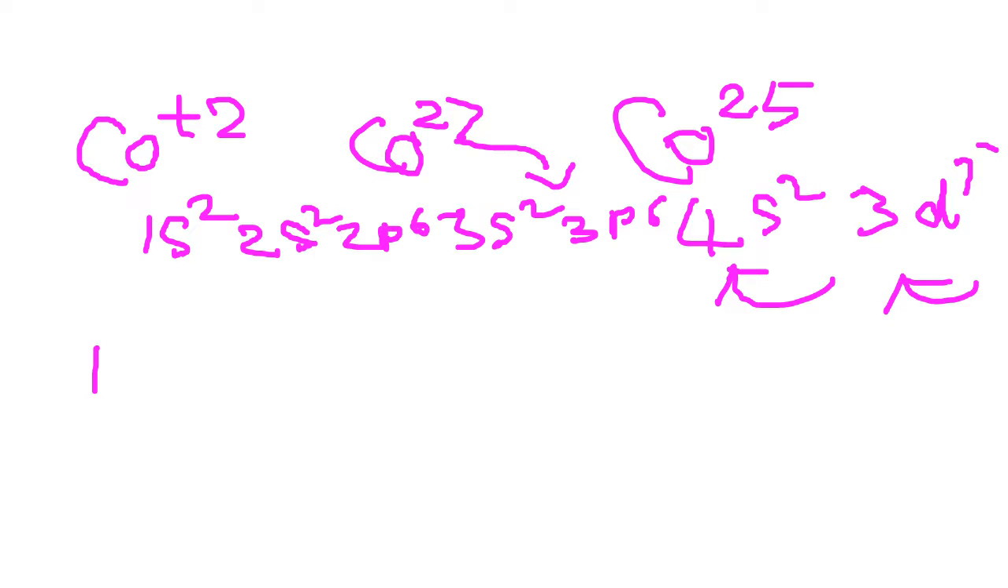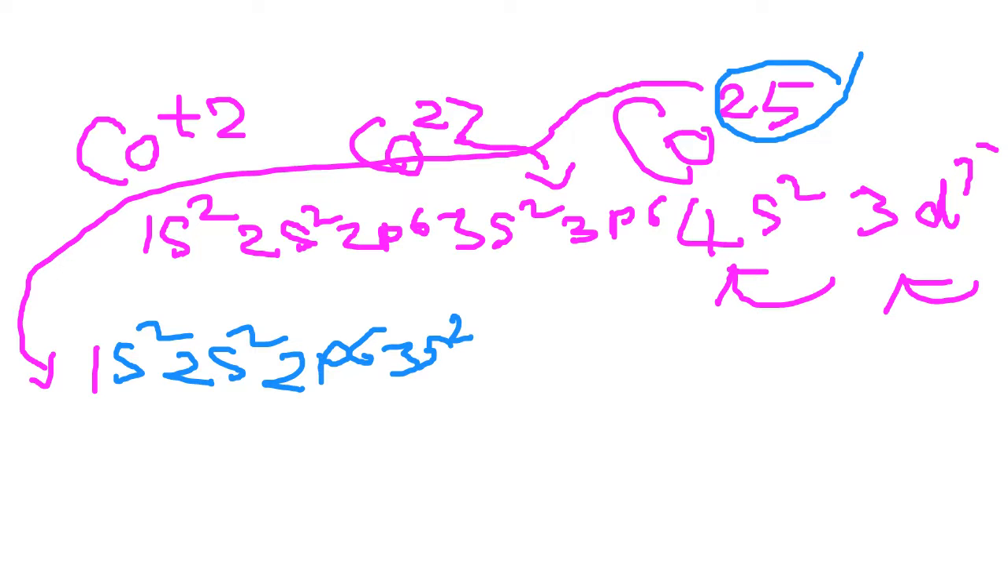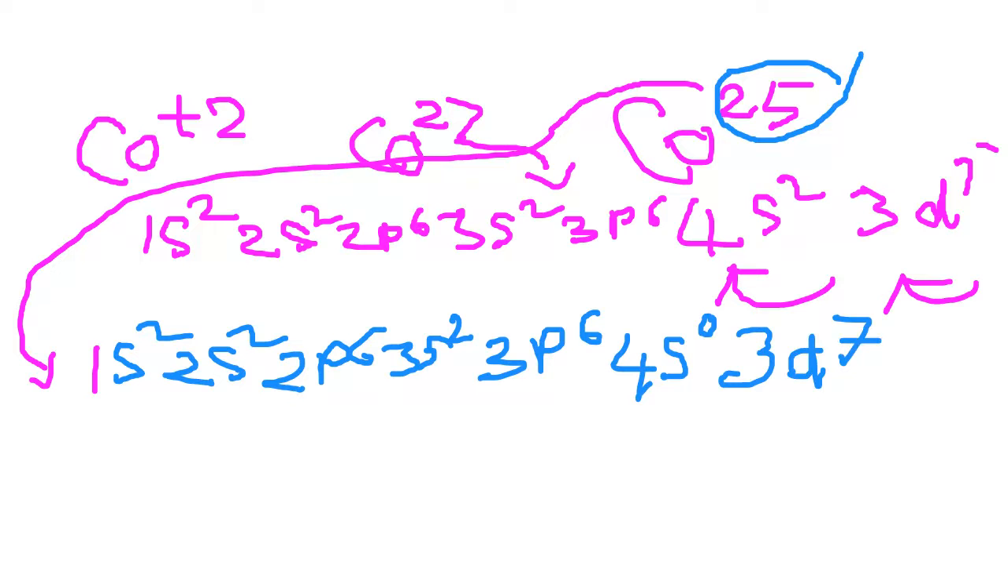So actually for the cobalt 25, change the color, cobalt 25, we will write 1s2, 2s2, 2p6, 3s2, 3p6, 4s0, and 3d7. When you write, you will follow the same. Got it?